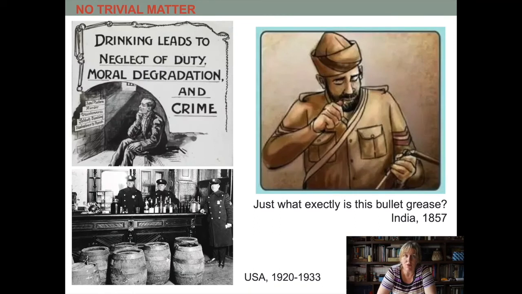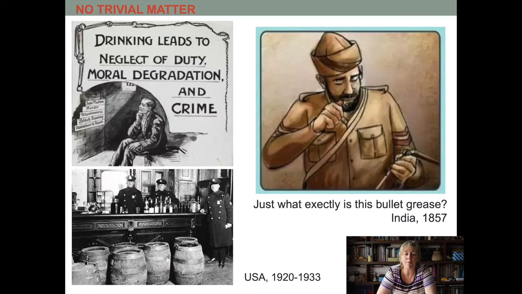And when a new type of bullet was introduced, the soldiers, as you can see in the image, had to bite off the end of the bullet to insert it into the rifle. And the bullets were greased with something. For the officers, this was a completely trivial matter. They didn't really care what kind of grease it was. It was some sort of fat, and that's it. But for the soldiers, this was absolutely no trivial matter.